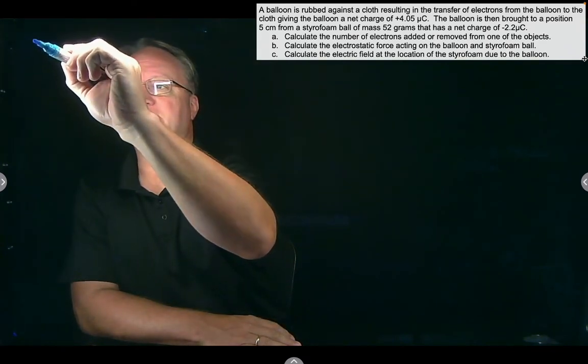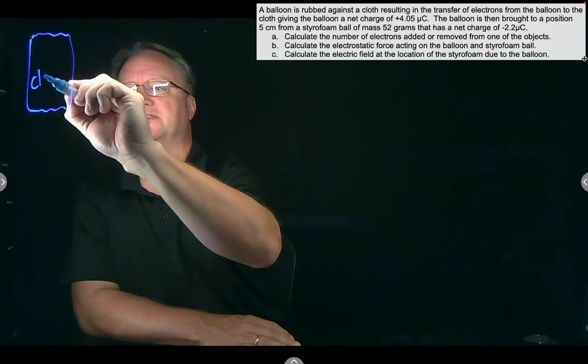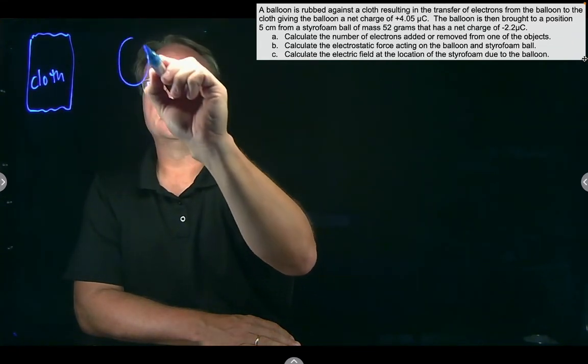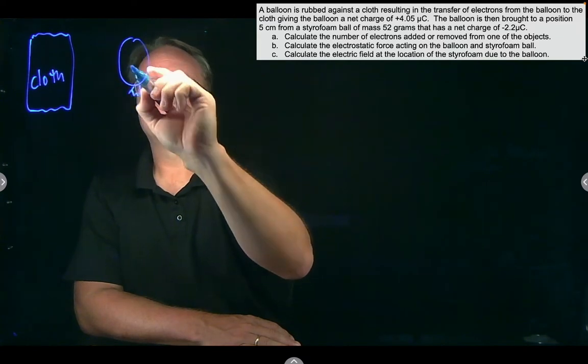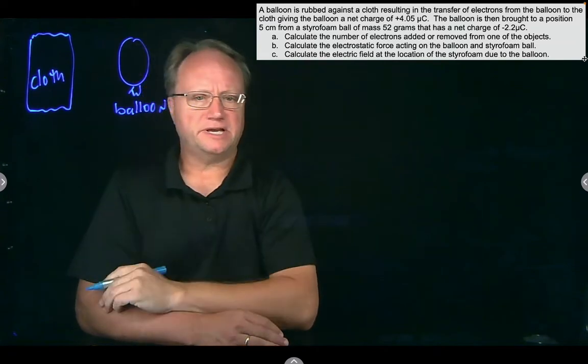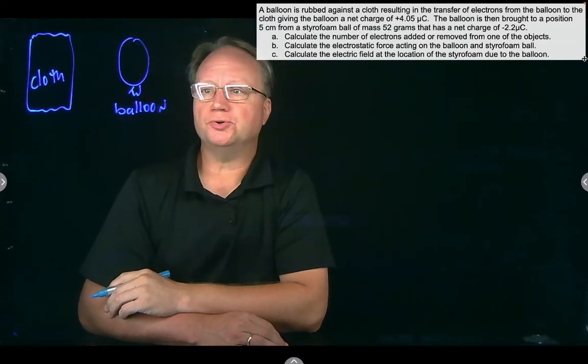Here's a situation dealing with electrostatics. So we have a balloon that's rubbed against a cloth, resulting in the transfer of electrons. So let's diagram out what we have. Here is our cloth, and we're going to rub this against a balloon. And we're going to transfer electrons from the balloon to the cloth.